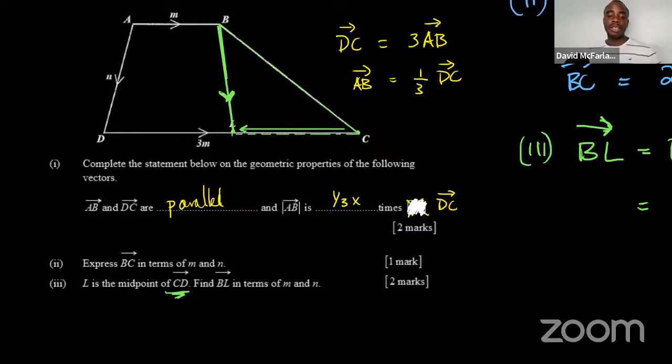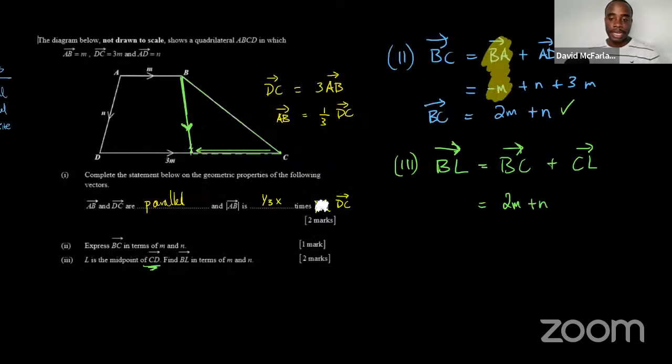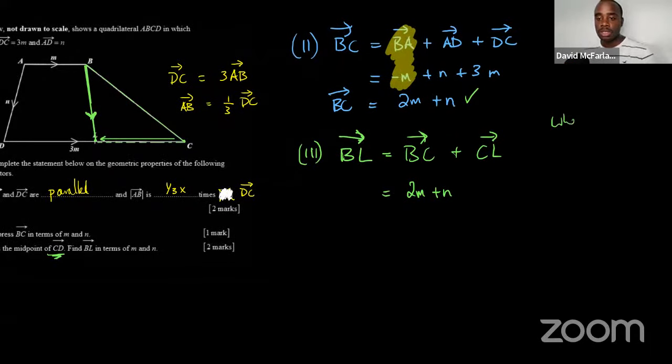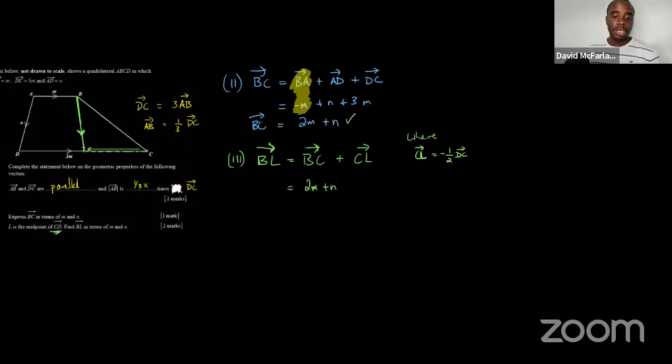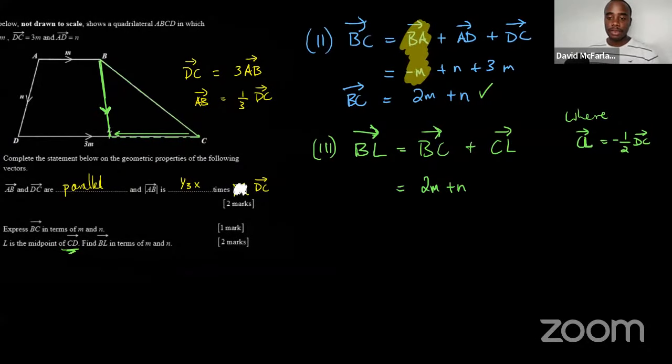A half of 3m. So let's break that down. CL is equal to negative half of whatever DC is, because it is half of DC in the opposite direction. Half of DC going in the opposite direction. See? Since DC is 3m, because we want the vectors in terms of m, this is going to be minus a half of 3m. That's what this is. See it here, so that's what that is. Okay.